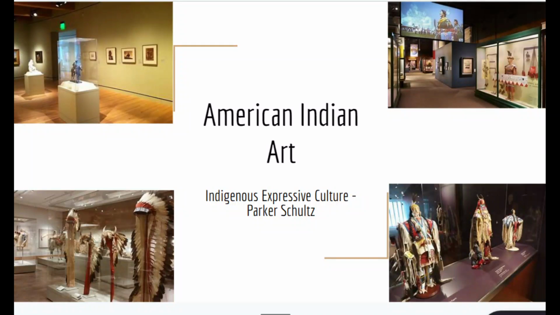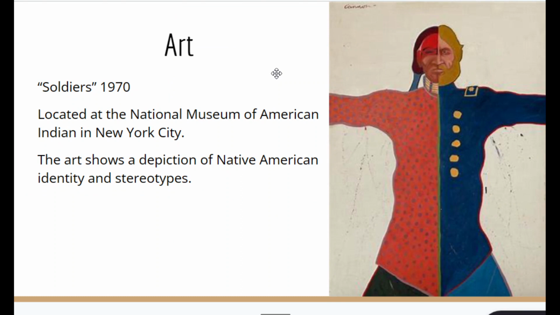All right. So for my final project, I decided to do an American Indian art piece as my indigenous expressive culture. So my art piece I chose is here on the right screen, as you can see. The art piece is called Soldiers and was made in 1970. It was located at the National Museum of the American Indian in New York City. The art shows a depiction of Native American identity and stereotypes.